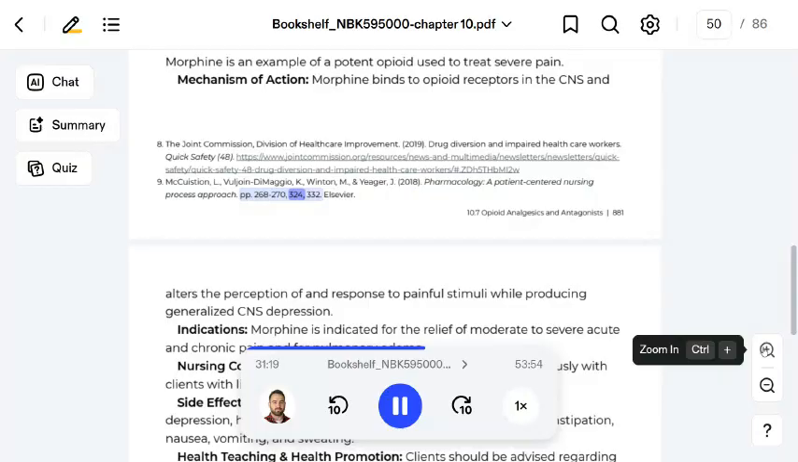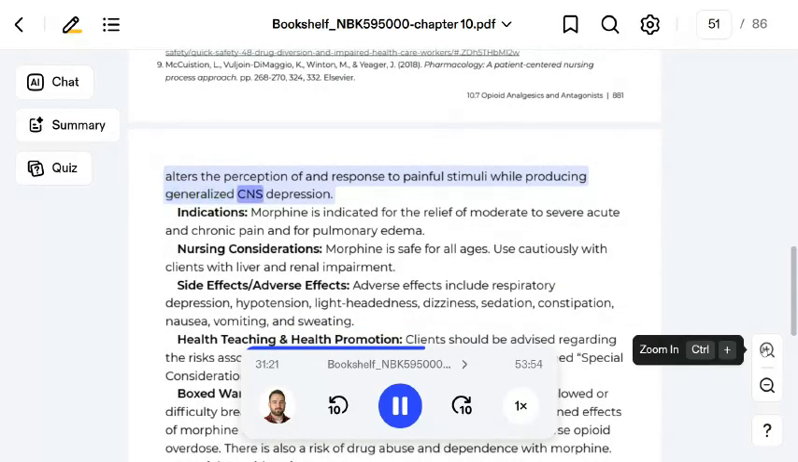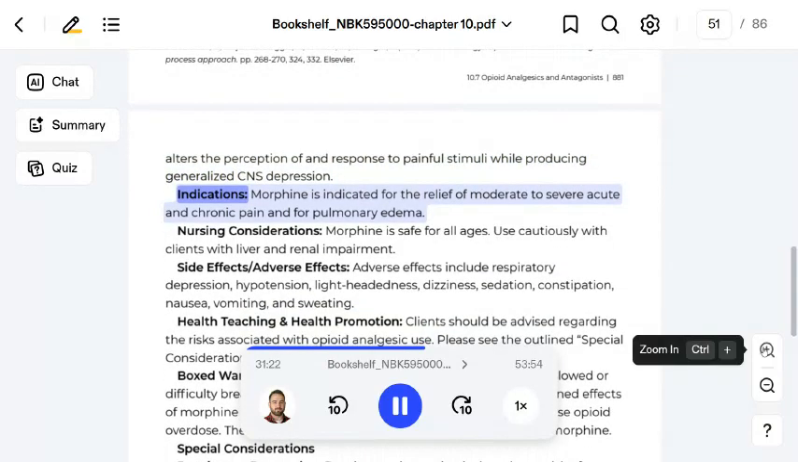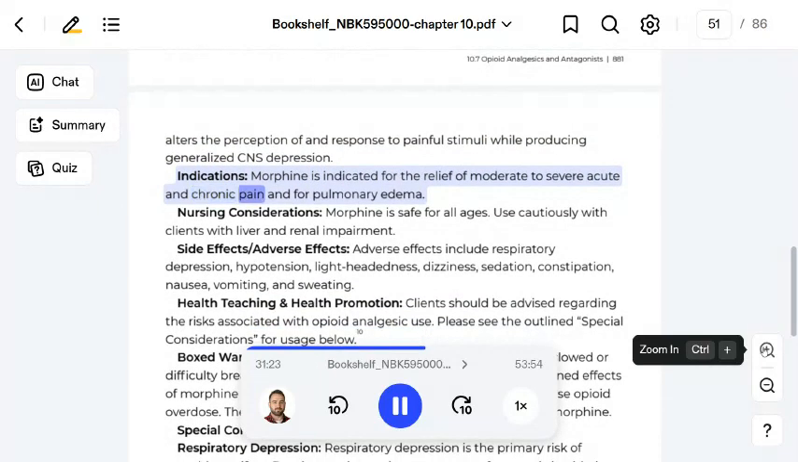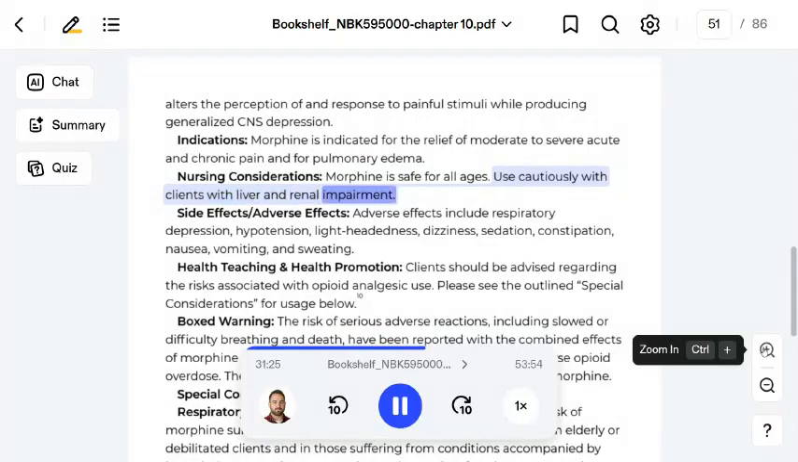Morphine alters the perception of and response to painful stimuli while producing generalized CNS depression. Indications: morphine is indicated for the relief of moderate to severe acute and chronic pain and for pulmonary edema. Nursing considerations: morphine is safe for all ages. Use cautiously with clients with liver and renal impairment.